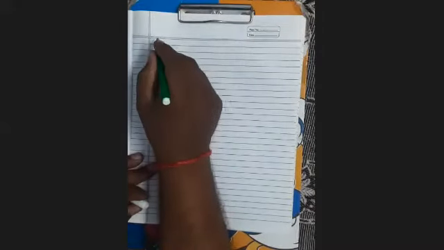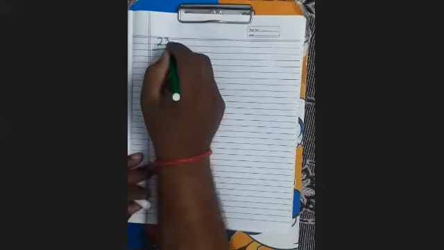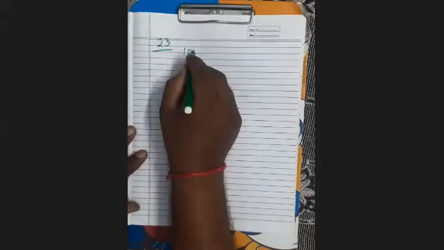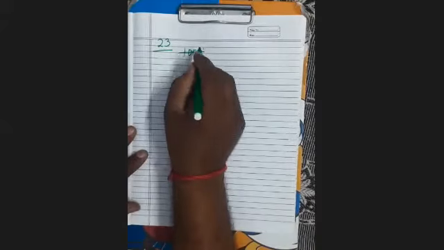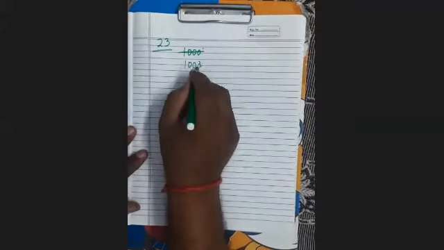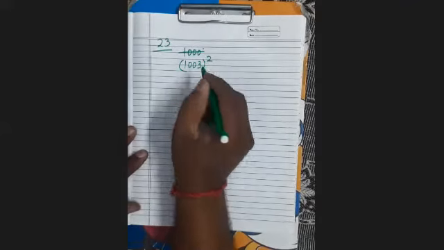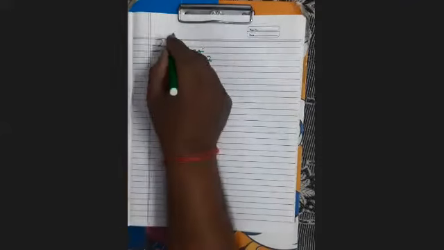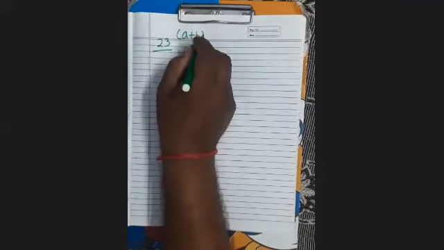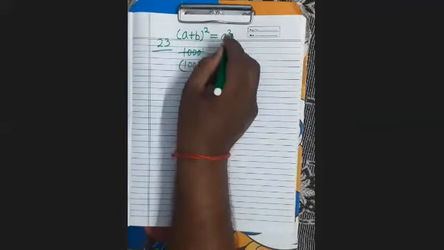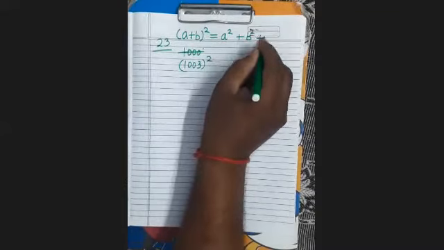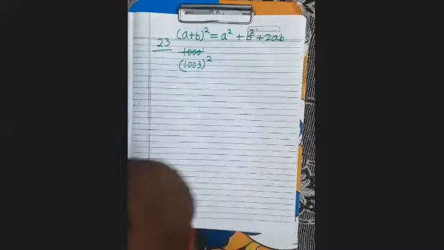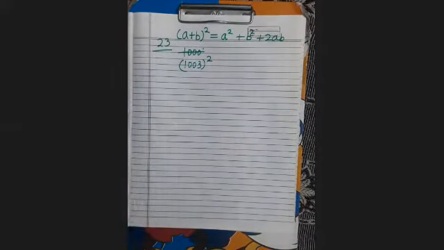Question you can see. Use (a plus b) whole square to evaluate the following: 1003 whole square. In order to evaluate this, you have to use this formula: (a plus b) whole square equals a square plus b square plus 2ab. Now you have to evaluate this by using this formula.